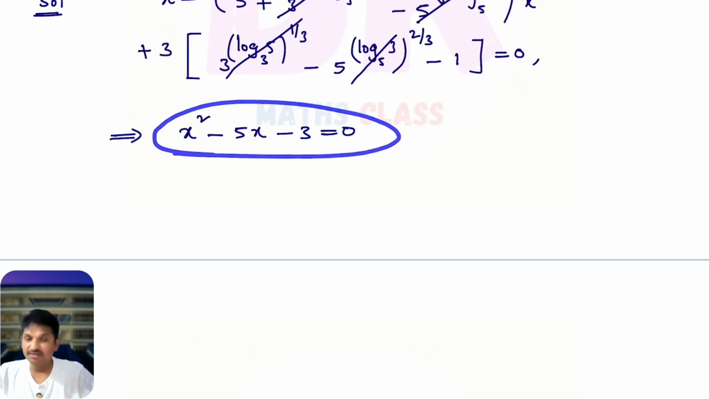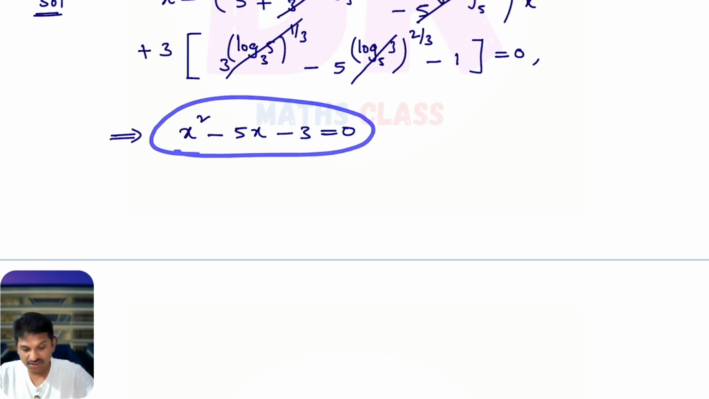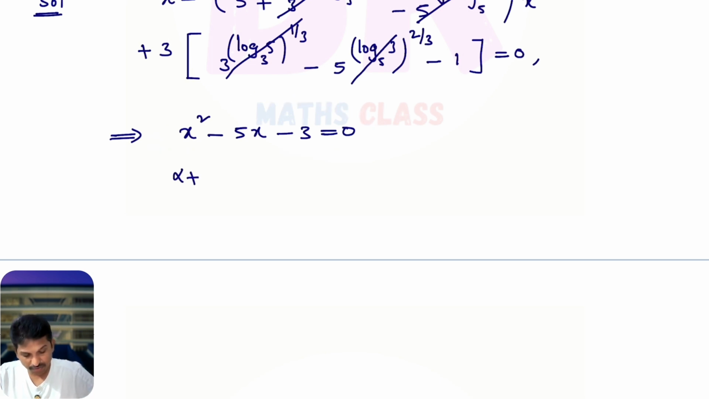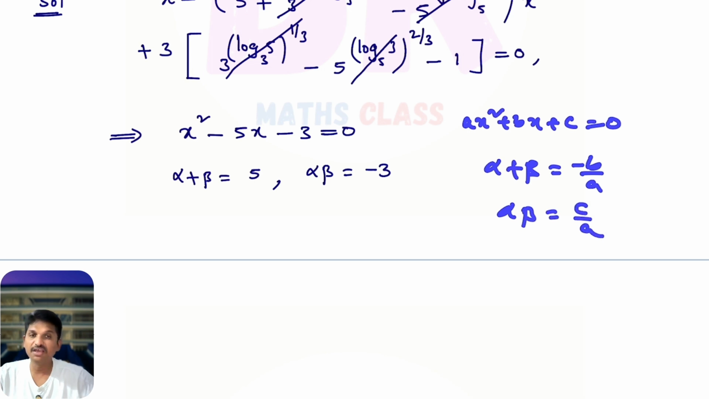If you observe this, this is a quadratic equation, and alpha and beta are the roots of this equation they given. From this, you know sum of roots: alpha plus beta is minus b by a, that is minus b is minus 5 divided by 1, that is nothing but 5. Product of roots alpha beta is c by a, c by a is minus 3 here. If ax square plus bx plus c equal to 0 is the quadratic equation, sum of roots formula is minus b by a, product of roots formula is c by a.